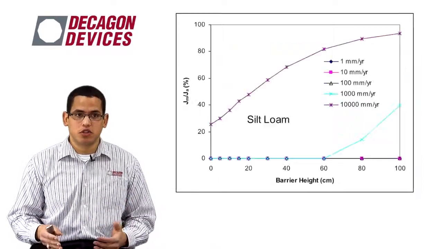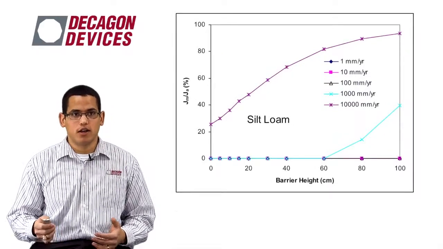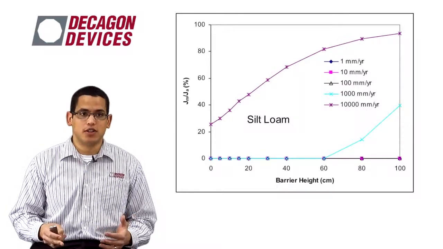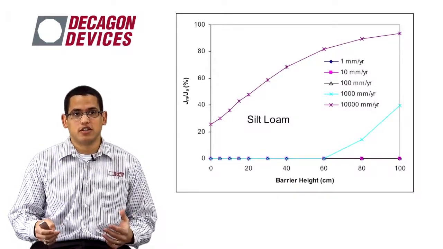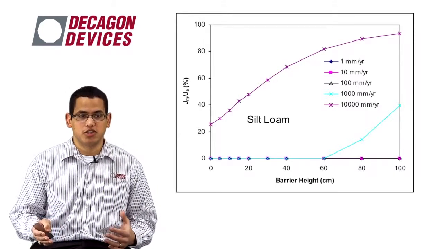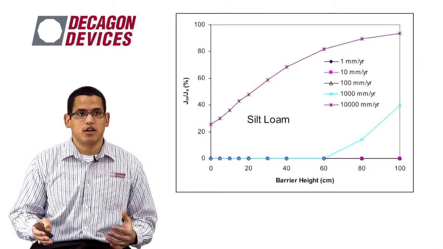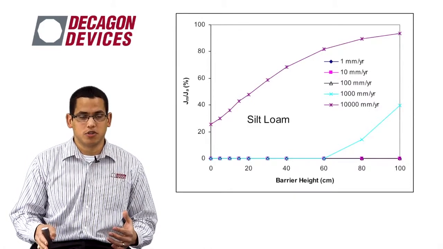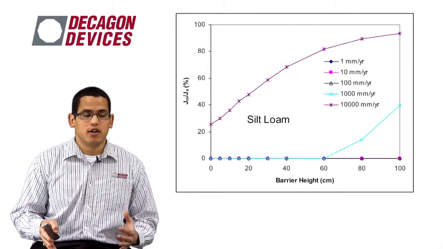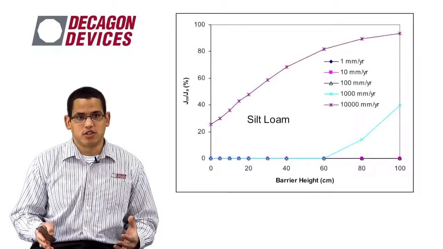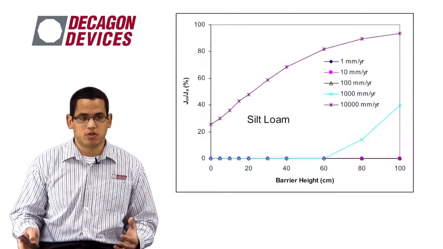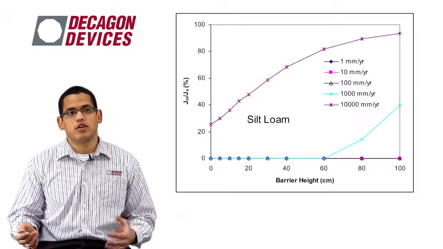In a silt-loam soil, however, we start to lose that collection efficiency, especially in the very low drainage values. Really the only time that we get a good collection efficiency is at 10,000 millimeters per year, and with the 60 centimeter divergence control tube, we get about 80% collection efficiency. We could go higher up to 100 centimeters, but we still don't quite reach 100% collection efficiency.